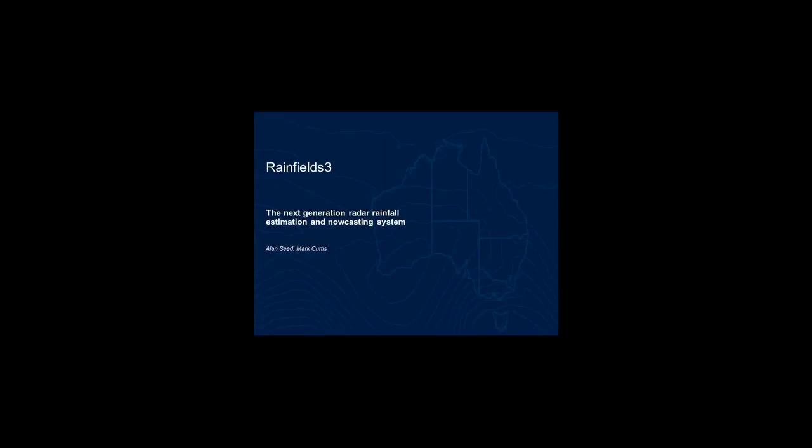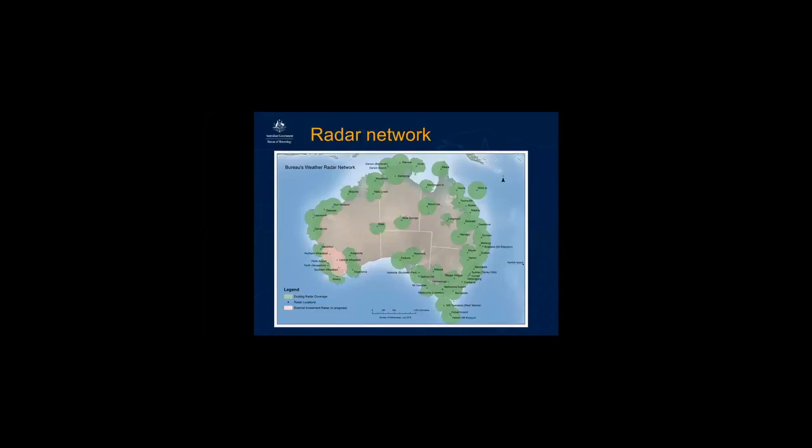In 2010 we rewrote it in Rainfields 2, and then in 2015 we started redeveloping it in Rainfields 3. And we're now in the final stages of acceptance testing to get Rainfields 3 deployed operationally at the Bureau. And this is what I'm going to talk about today, the next generation of our Bureau radar rainfall estimation scheme.